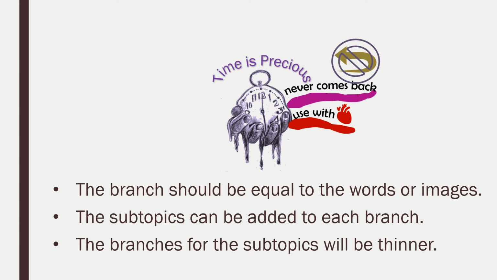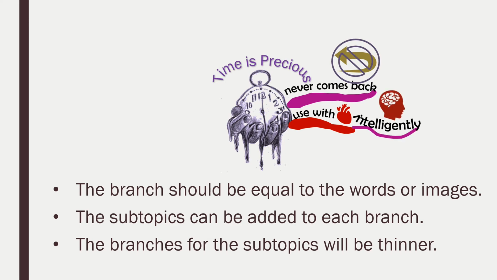And you can see that with each topic you can create a picture that will remind you of the words that you have written. Never comes back. So over here you can see that we have a picture of an arrow that is going forward and coming back, and there is a cross on the top that it will not come back. Use with, instead of writing use carefully, we have written use with, and we have put the picture of a heart over there to show care.